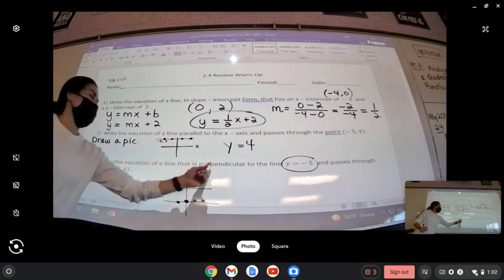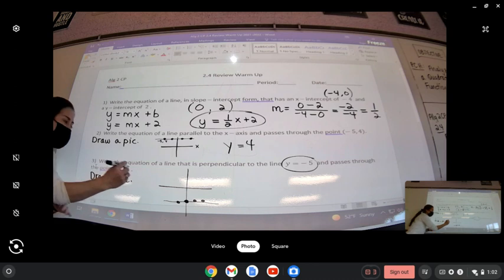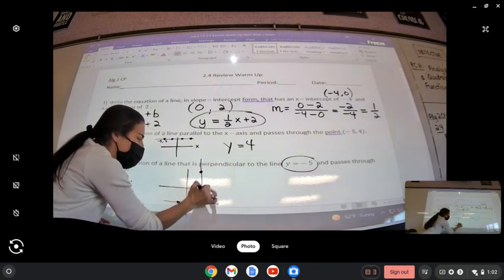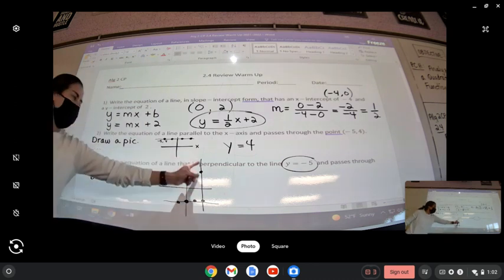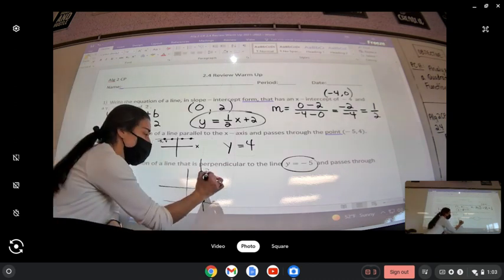Our line has to be perpendicular to it. Only what kind of line would be perpendicular to a horizontal line? Vertical. Now we know our line is vertical. So now we know we are writing the equation of a vertical line. And our line has to pass through 3, 6. Right 3, up 6. And it's a vertical line. Guys, tell me right now, on a vertical line, which coordinate never changes? 3. This is the point 3, 6.